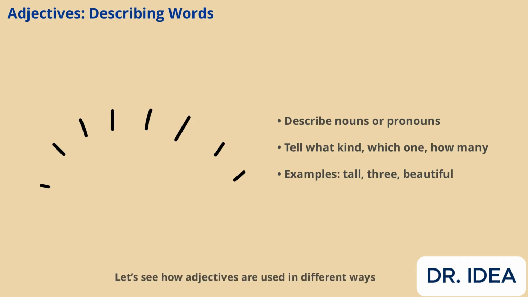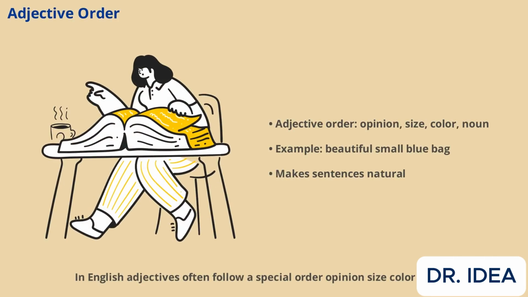Let's see how adjectives are used in different ways. In English, adjectives often follow a special order: opinion, size, color, then noun. For example, we say beautiful small blue bag, not blue beautiful small bag. This order helps sentences sound natural and clear. Remembering this pattern will make your English sound more fluent.